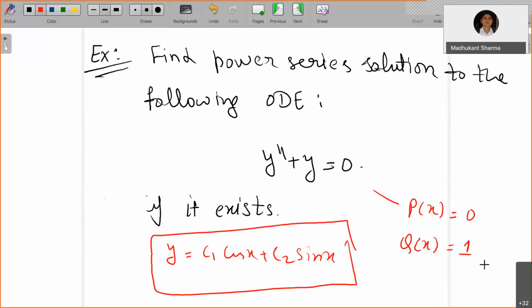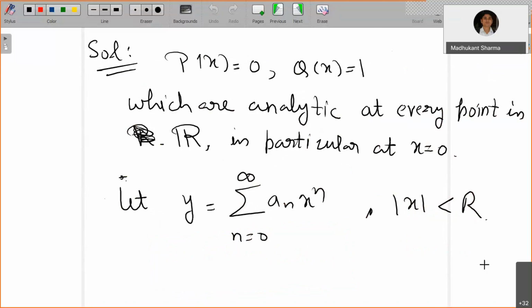So the solution is also going to be analytic at every point in R. So we certainly can look at the power series solution about any point. So here, without loss of generality, we are going to assume that x naught is 0. So we are going to look at the power series solution near 0.